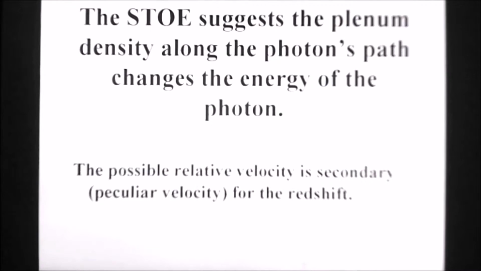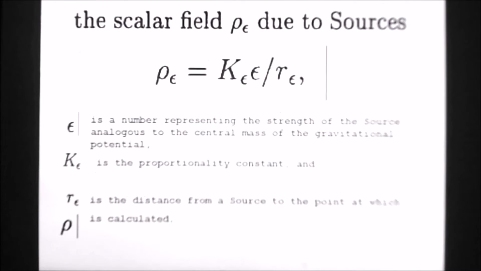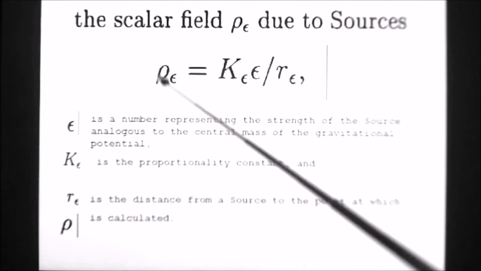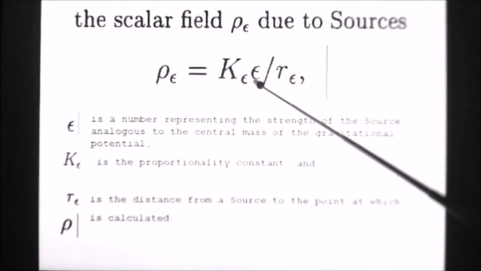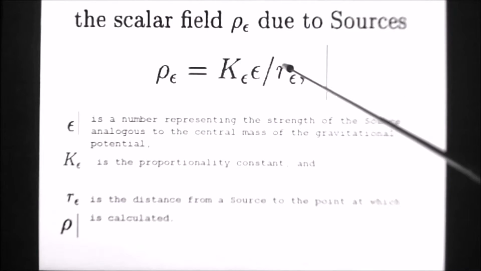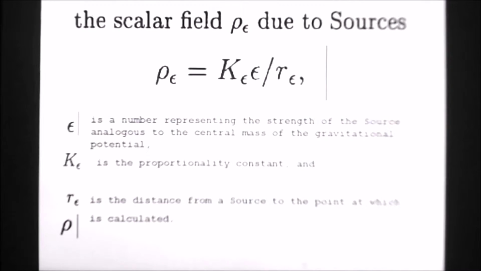The STOE suggests the plenum density along the photon's path changes the energy of the photon. The possible relative velocity is secondary for the redshift. The scalar potential field due to sources is this equation, where epsilon is the source strength and r is the distance. We have a proportionality constant.